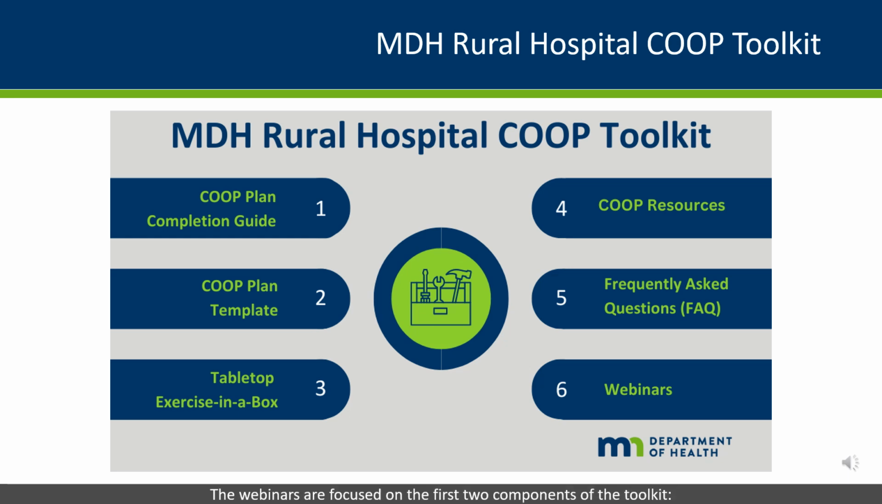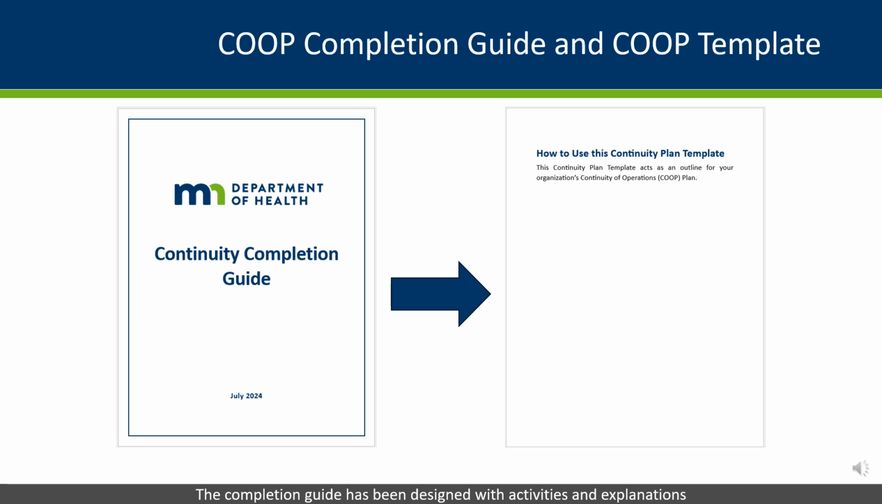The webinars are focused on the first 2 components of the toolkit, the COOP completion guide and the COOP plan template. The completion guide has been designed with activities and explanations of how to write a COOP plan for your organization. As you complete the activities, you can move answers into the COOP template. The template can be edited or adjusted however you see fit to meet the needs of your organization. If you already have a COOP plan, you can use the completion guide to help augment or revise your current COOP plan.